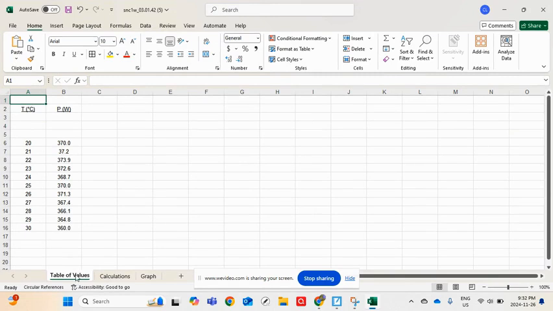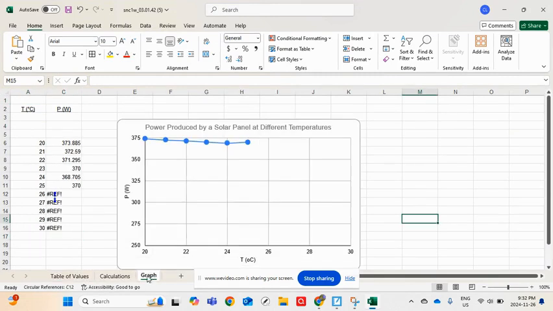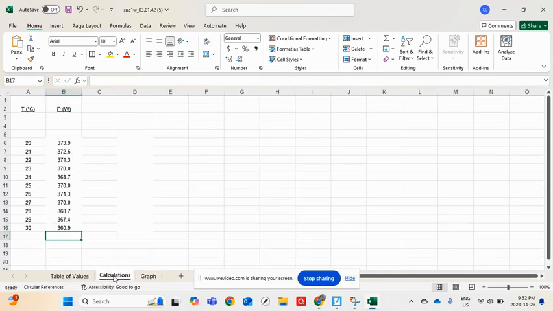What you can see is there's 3 tabs at the bottom: table of values, calculations, and a graph. So there's lots of things already in here. What they have told you is that there are mistakes on all 3 of them. Table of values. Let's go back to the lesson.